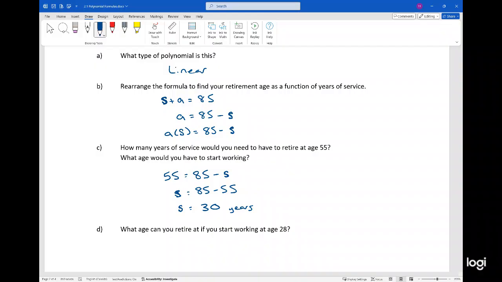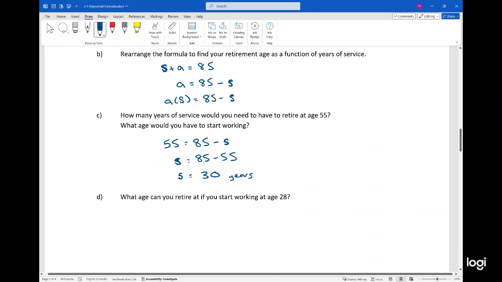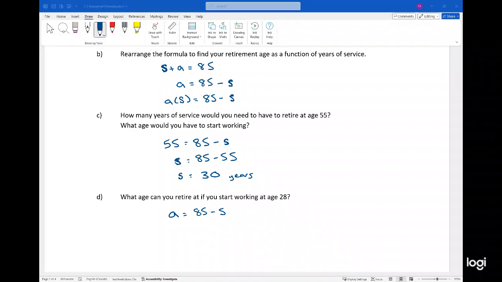Okay, what age can you retire at if you start working at 28? Okay, so let's set up our equation. A is the unknown. Now here's kind of where it gets a little bit weird. We know our equation is 85 minus S. So we want to figure out what age is. And really, this is kind of hard to solve because what's the variable even here? Or what are we going to plug in?